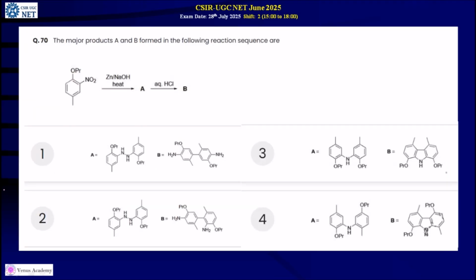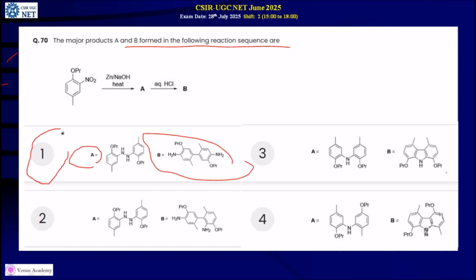Next, question number 70. The major products A and B formed in the following reaction sequence are, yes, propyl ether and nitro, zinc, sodium hydroxide, heat, aqueous HCl. What is going to happen? With zinc, sodium hydroxide and heat, the nitro group is going to be reduced to give this compound A, and in presence of aqueous HCl it is going to form this compound B. So option number 1 is the correct option, students. Question number 70, option number 1 is the correct option, students.